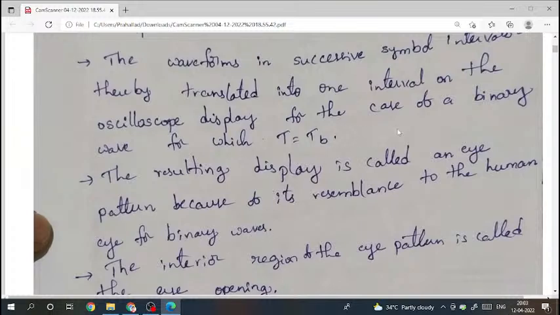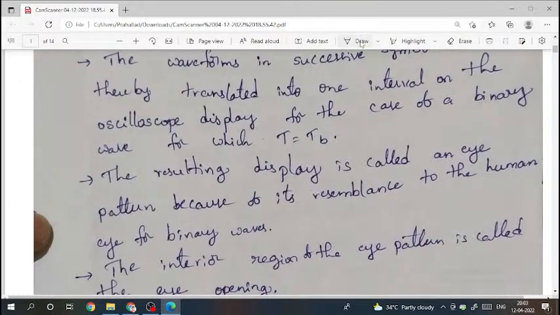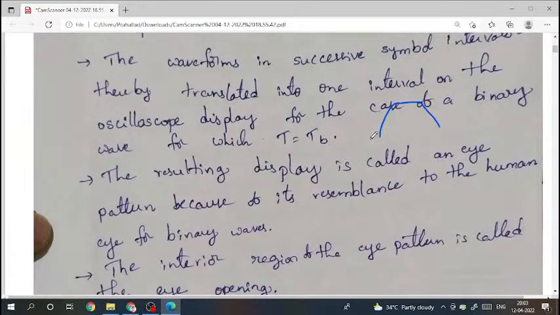If the first bit is transferred and it is 1, then it will be like this in between 0 to Tb. If the second bit is 0, then it will be like this. Again, the third bit, if it is 1, like this, 0 like this. The bits are displayed on the oscilloscope display and look like an eye of a human. That's why this pattern is called an eye pattern.